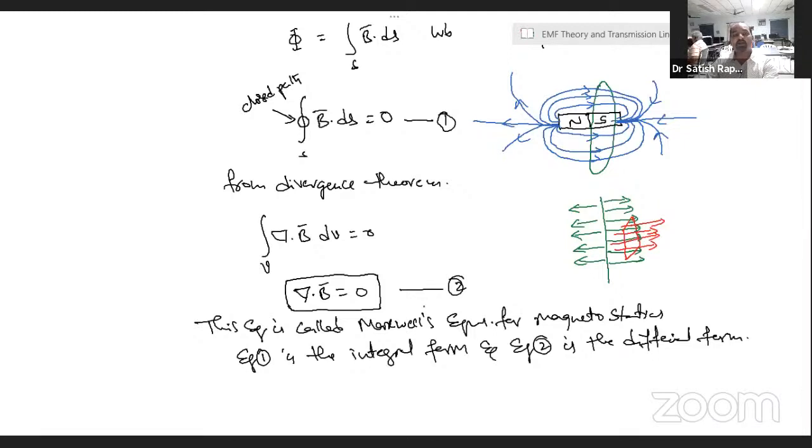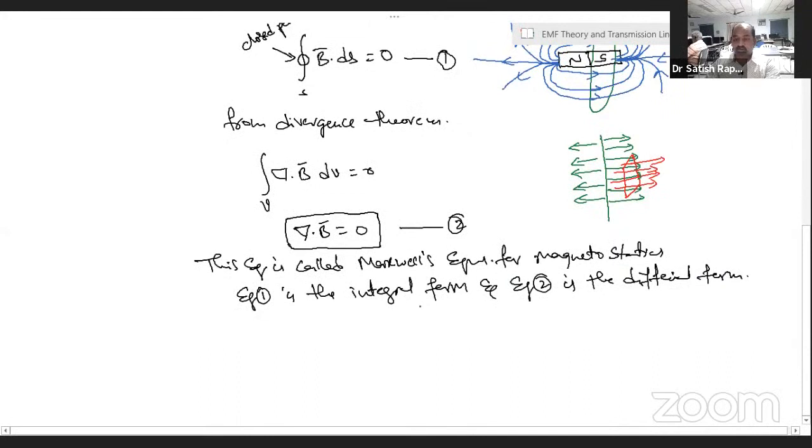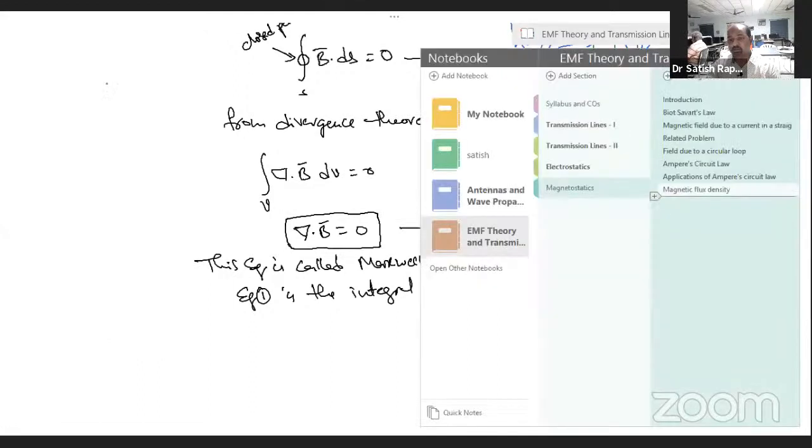So with this, we have completed the 4 Maxwell's equations for static fields together: for electrostatic fields, 2 Maxwell's equations, and for magnetostatic fields, 2 Maxwell's equations. Total 4 Maxwell's equations we have defined. So let me summarize the Maxwell's equations.